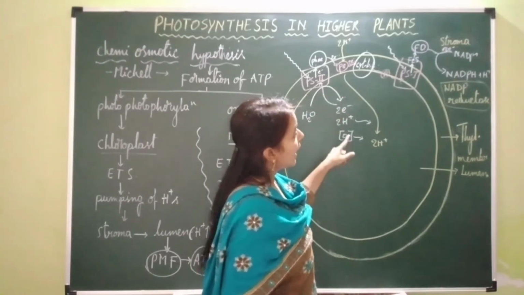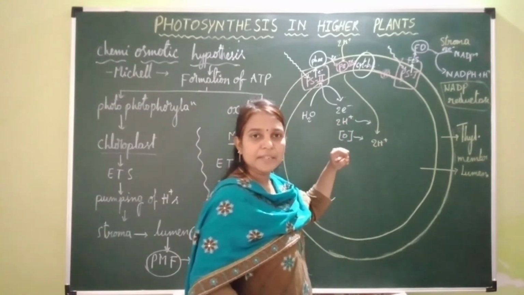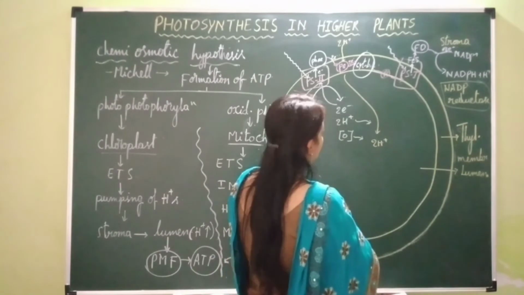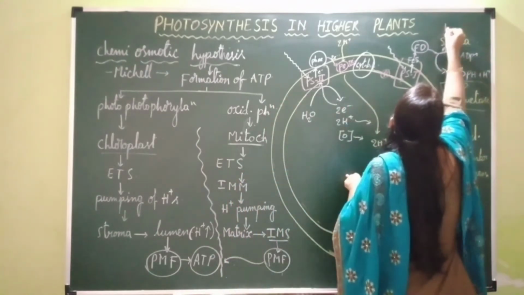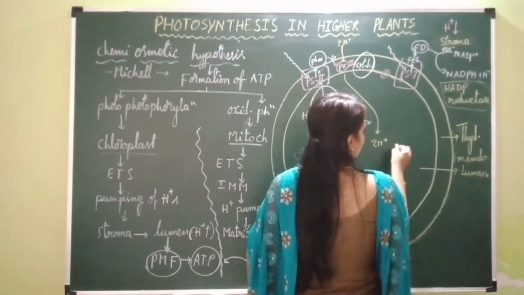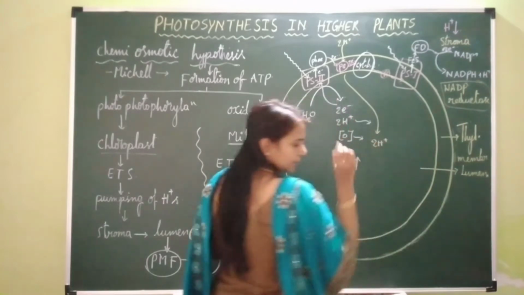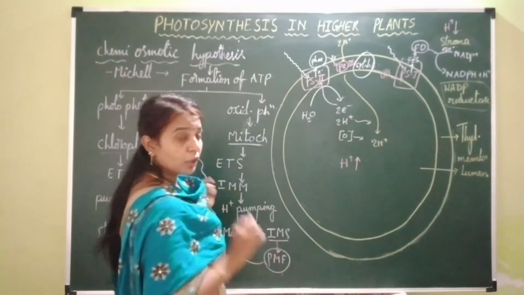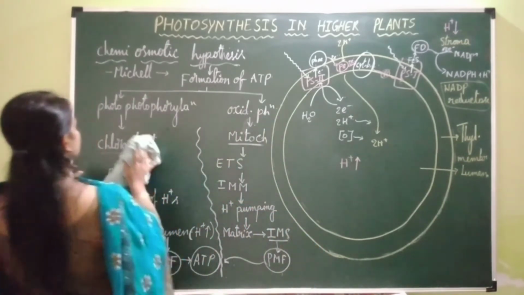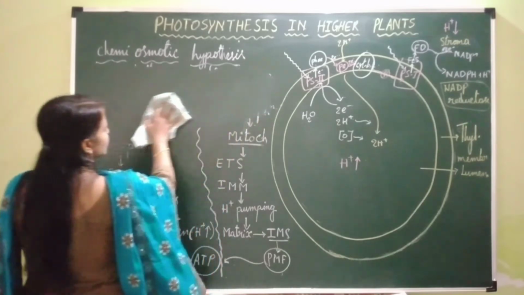Due to the splitting of water, due to the pumping of protons from stroma to lumen, and due to the consumption of protons from stroma by NADP+ to be reduced into NADPH plus H+, the proton concentration is decreased in the stroma, whereas in the lumen, the proton concentration is increased. Because of what? Because of 3 factors. What are those 3 factors? I am going to write those 3 factors here for the increase in the concentration of protons.